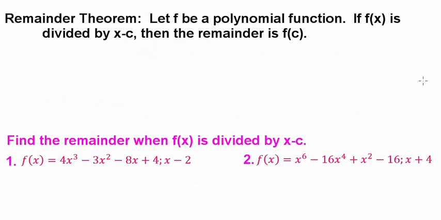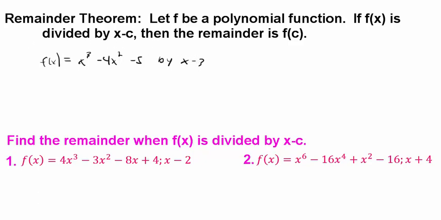This brings us to our first theorem. It's called the remainder theorem. It says let f be a polynomial function; if f of x is divided by x minus c, then the remainder is f of c. Let's take our previous problem and experiment with this, since we already have divided and we already know the remainder. So remember, the function was f of x equals x cubed minus 4x squared minus 5, and we're dividing that by x minus 3.